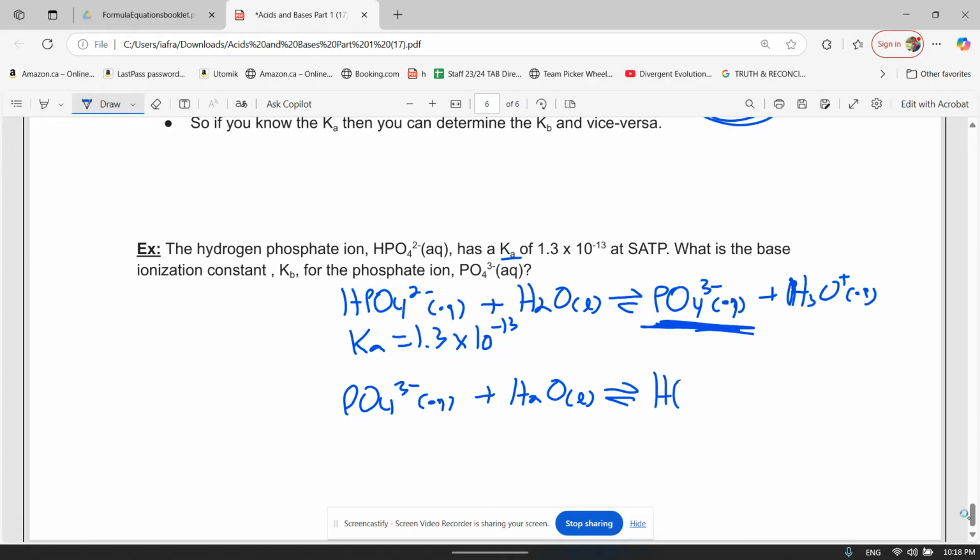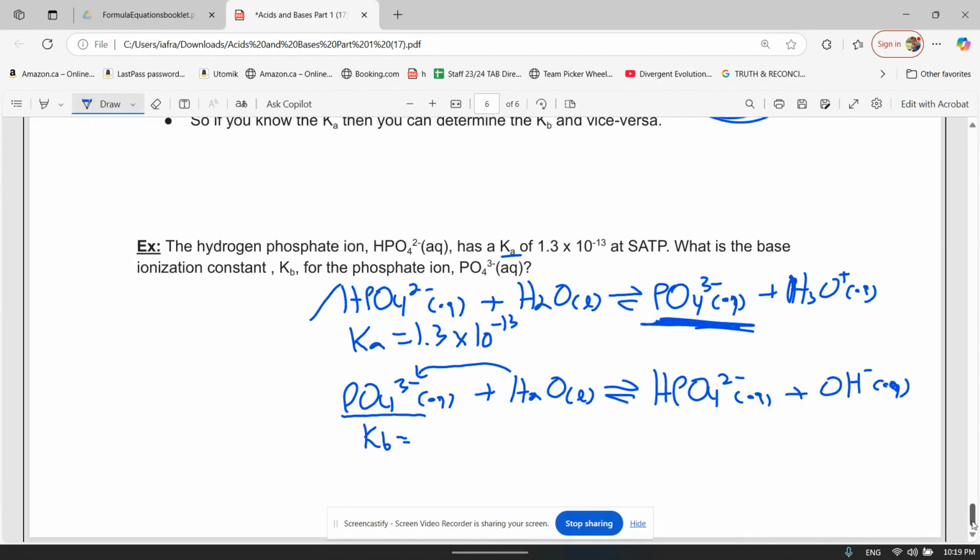So we'll get HPO4 2- aqueous, because this took an H, and then when you take an H you become less negative by 1, plus OH- aqueous. Now we really didn't have to do all these steps. I was just trying to show you that this part here would have a Ka, and this process here would have a Kb because this is acting as a base. And so we want to figure out what that Kb is.